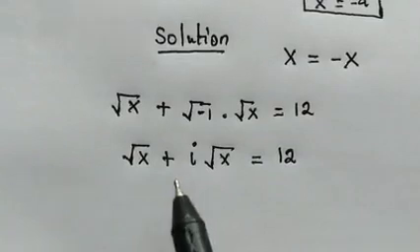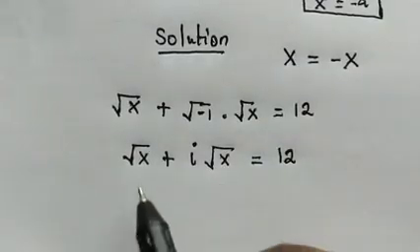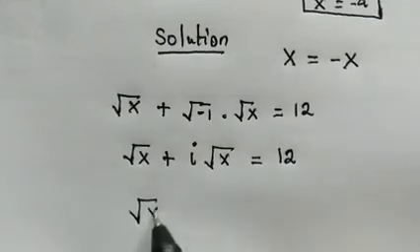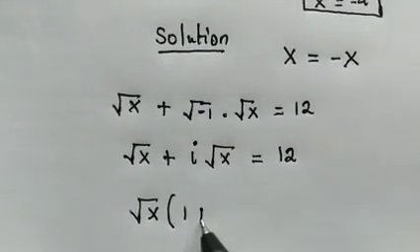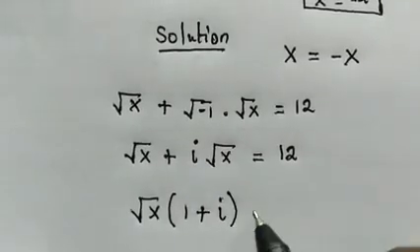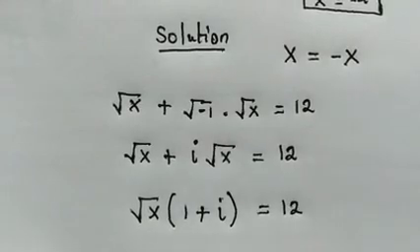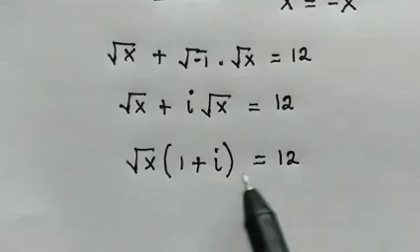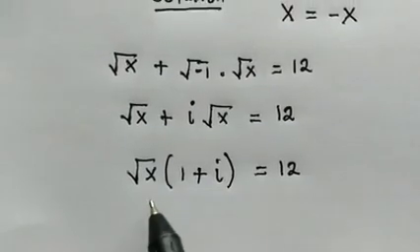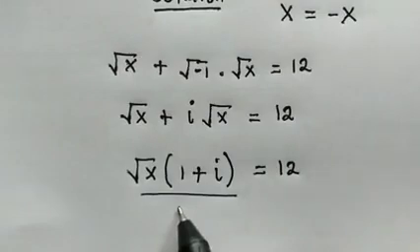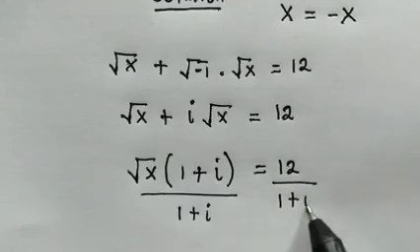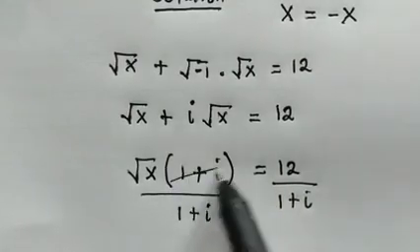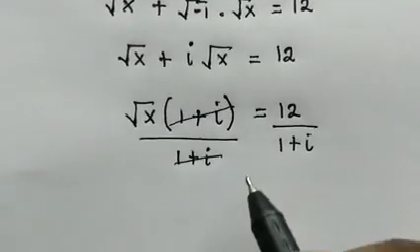Now from the left hand side, we can see that the square root of x is common. So let's factor it out. We have here the square root of x into bracket, 1 plus iota, then this is equal to 12. Now in our next step, let us divide both sides by 1 plus iota. So here we divide this side by 1 plus iota, and here we divide this side as well by 1 plus iota. So we can see that this and this will cancel out, and from the left hand side we only have the square root of x.